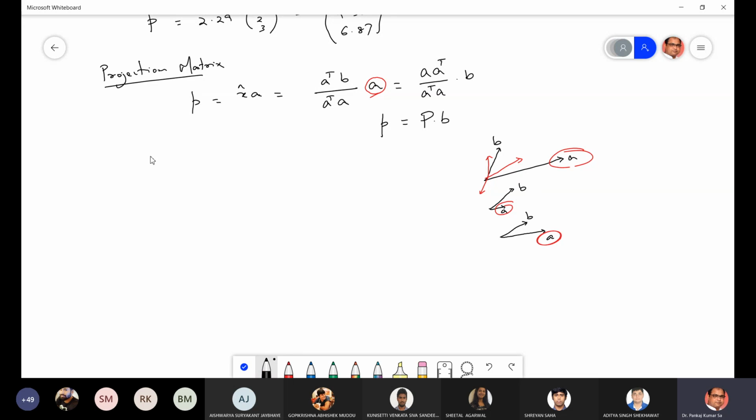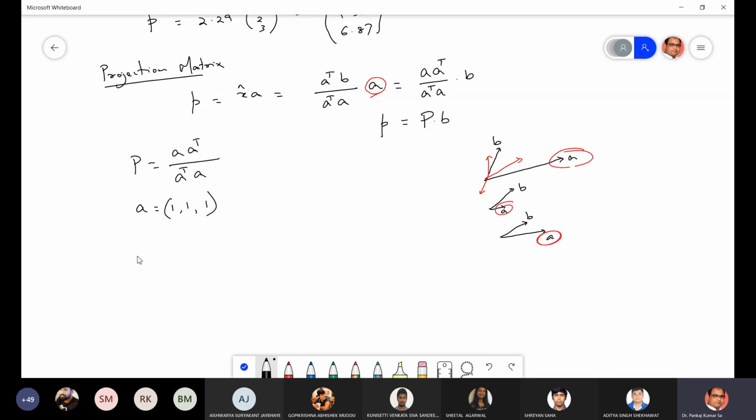P is equal to A A transpose upon A transpose A. The denominator is a scalar quantity. A A transpose, it is column times row. This gives you a matrix. Say for example, let us say A is equal to 1, 1, 1. This A is the line passing through 1, 1, 1.